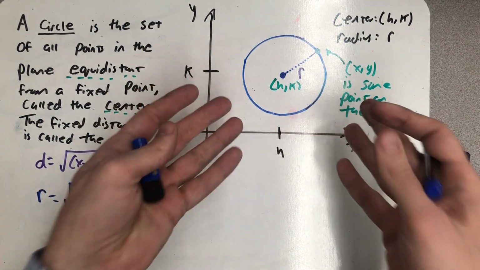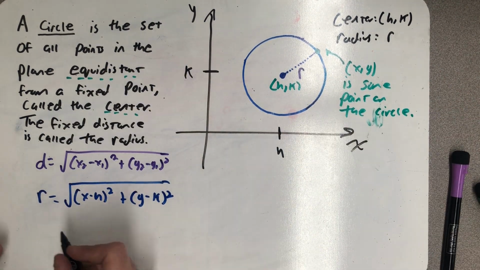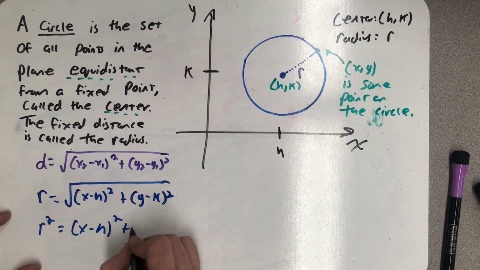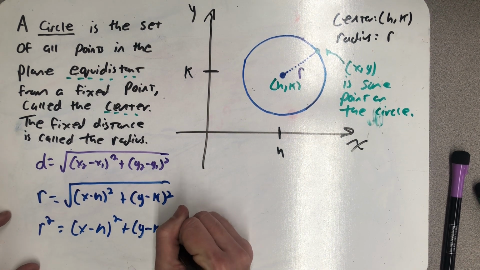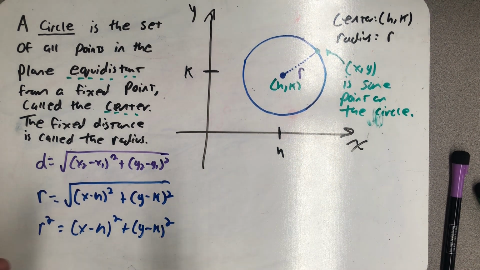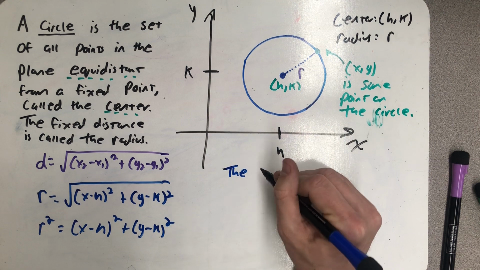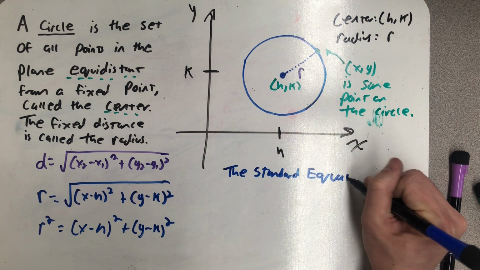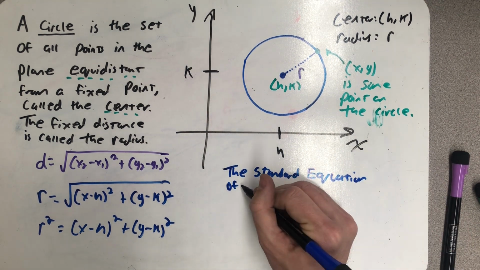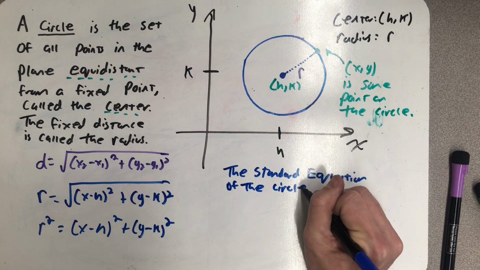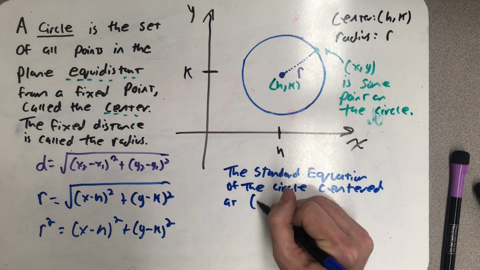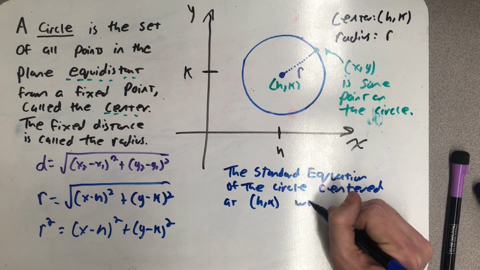This equation describes all of the points on this circle. If I square both sides, I get r squared equals x minus h all squared plus y minus k all squared. And there I have it. That is the standard equation of a circle. Specifically, a circle centered at h, k with a radius of r.